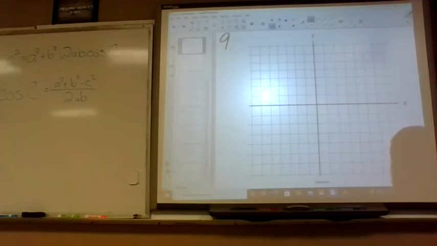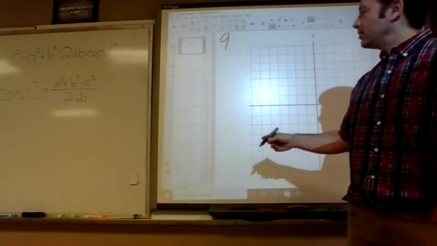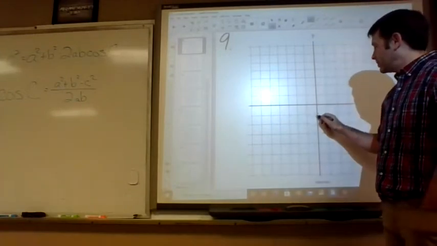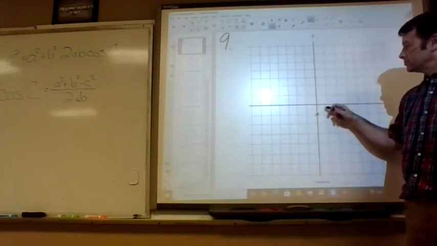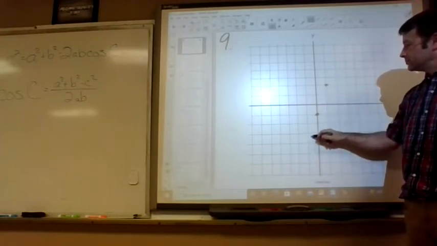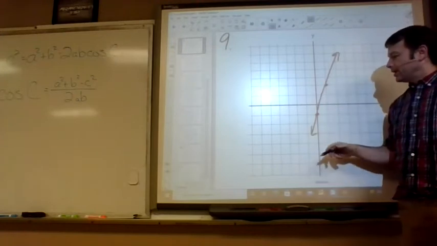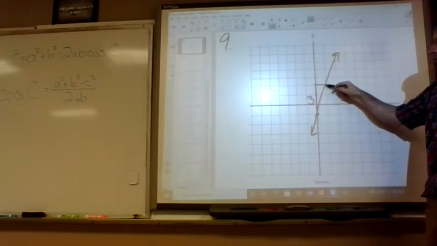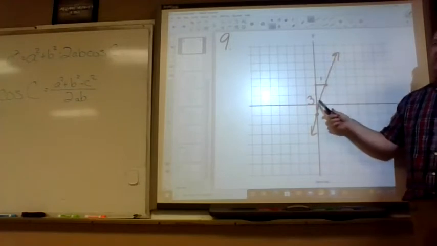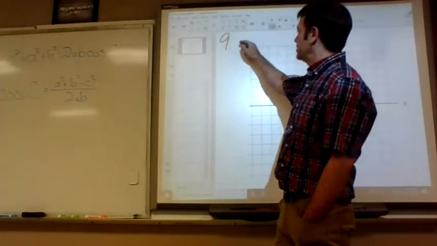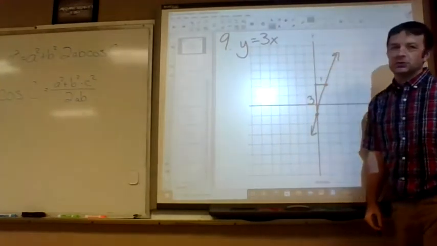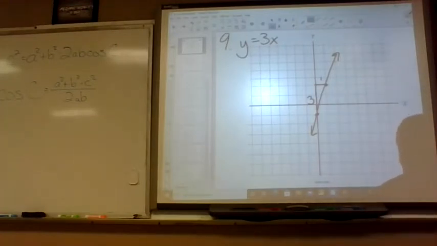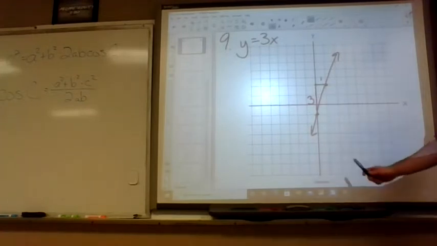Okay. On number 9, where are the 2 points that we can identify? (0, -1). And then (1, 2). What is the rise? 3. What is the run? 1. What is the slope? 3 over 1. If you put 3 over 1, it's still right, but okay. And where does it cross the y-axis? -1.